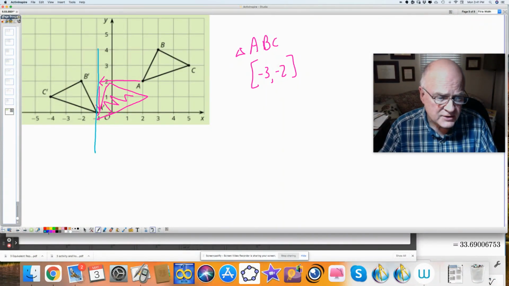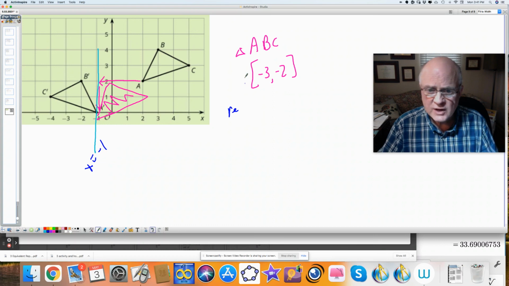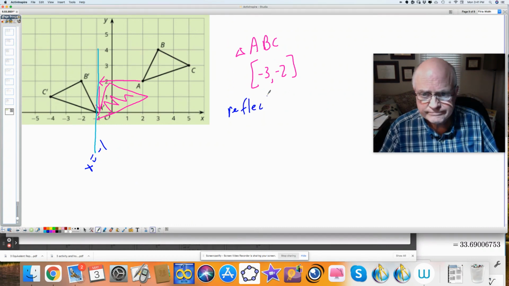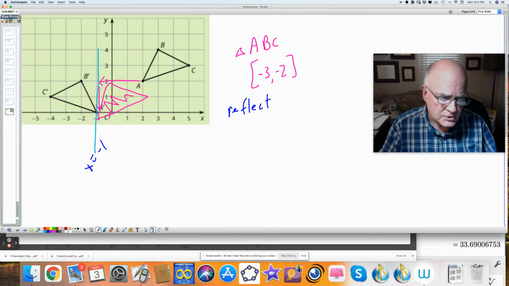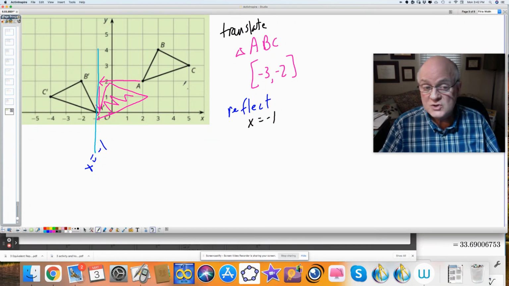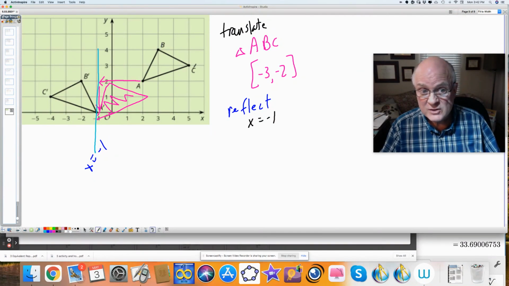This line is defined as x is equal to -1. So translate, and then reflect. That would map the one onto the other. Further, so translate, and then reflect across x is equal to -1. You could also look at the side lengths. The square root of 5, the square root of 5, and this is the square root of 10. The square root of 5, the square root of 5, the square root of 10.